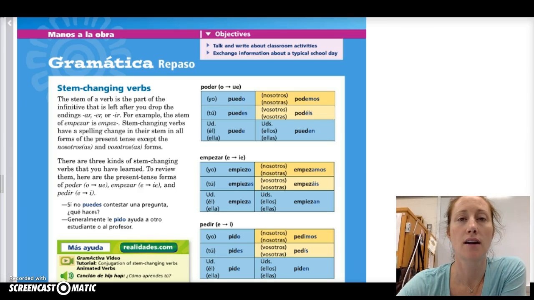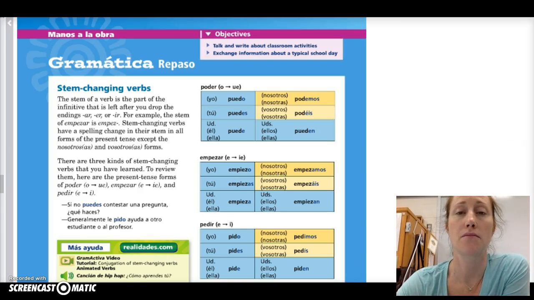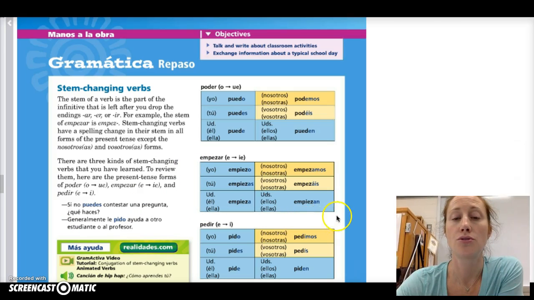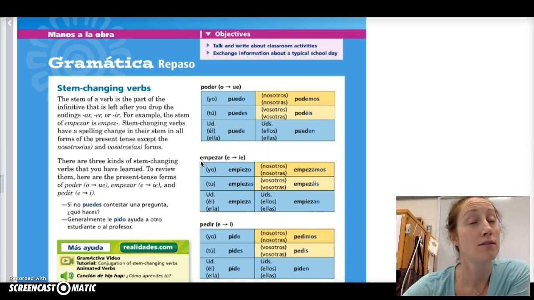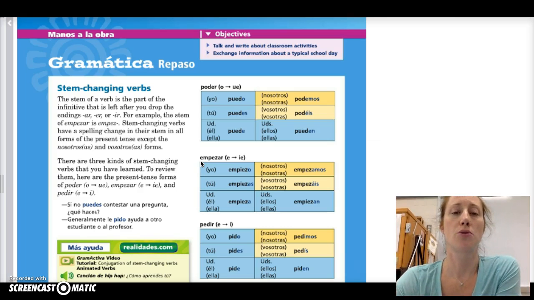Okay, the next verb we see is empezar. With empezar, again, we take off the AR and we're left with empez, just like in the model, the original part we started with. And then we'll see yo empiezo. The second E in empezar changes to an IE, again, in all of the forms except for, tell me, nosotros y vosotros. Nice job.